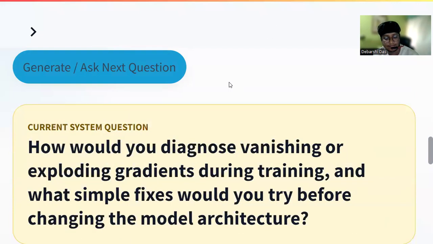How would you diagnose vanishing or exploding gradients during training, and what simple fixes would you try before changing the model architecture?